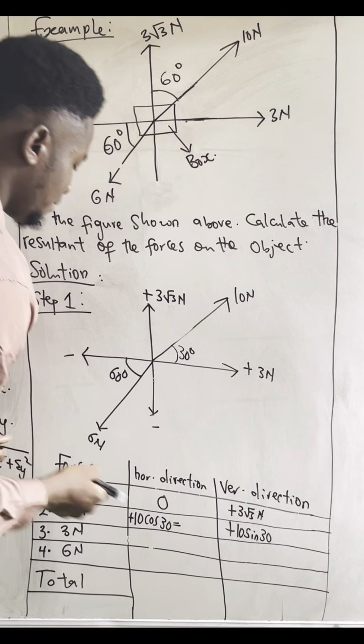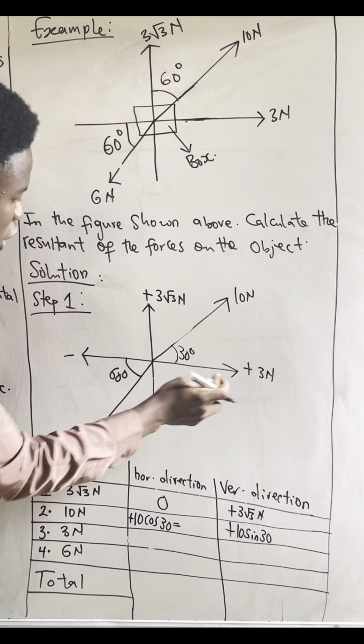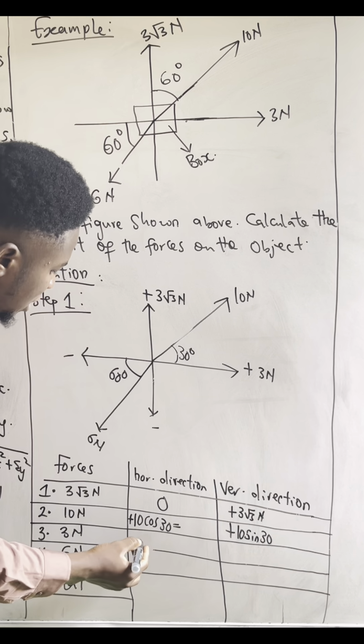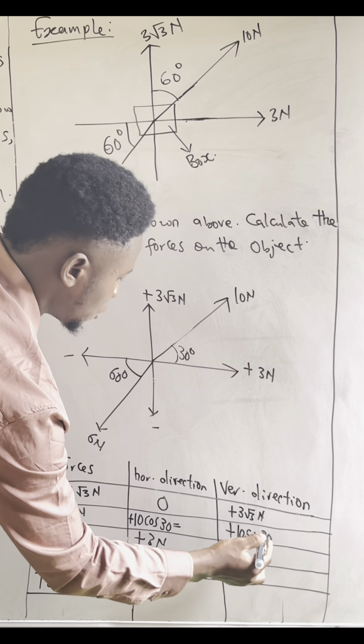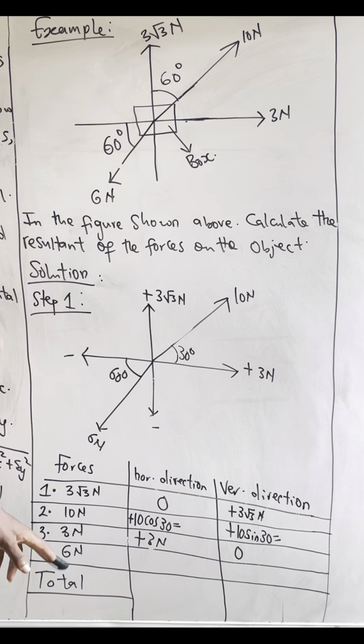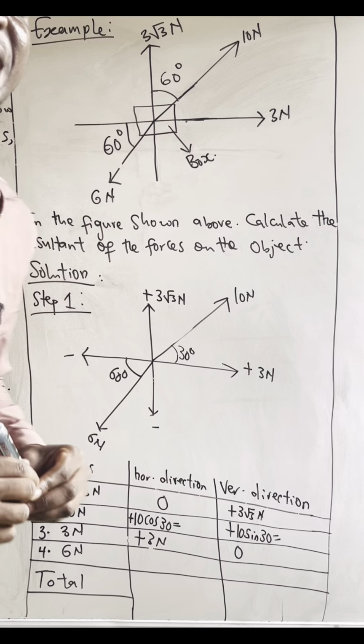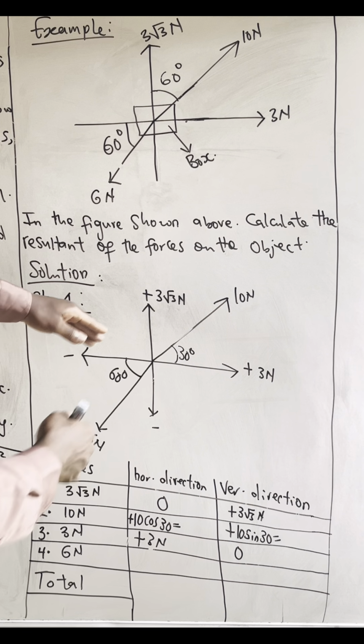So this 3 Newton has only a horizontal direction and it is moving in the plus horizontal direction, so it will be plus 3 Newton. But the vertical direction will be what? 0. Okay? And the last force is 6 Newton. You're going to see that this 6 Newton is moving in this direction.